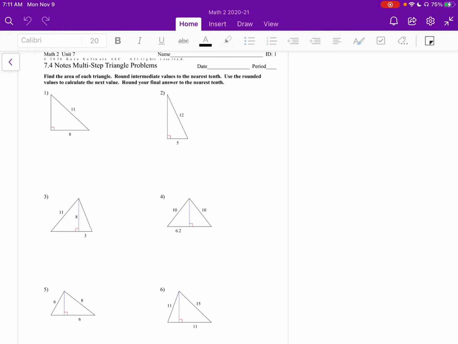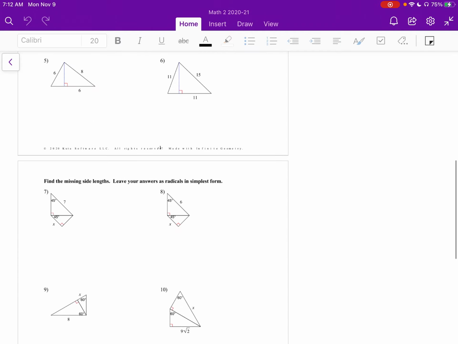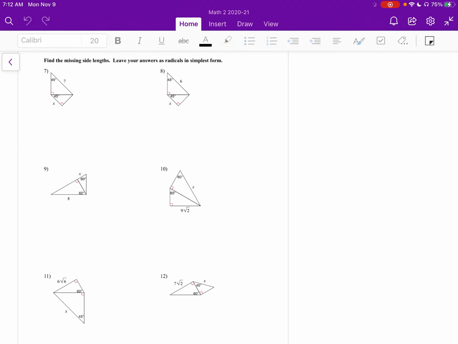All right, 7.4 multi-step triangle problems. So we look at 1 through 6 here. We're talking about area, but they've all got a side length missing that is needed to find the area. If we look at 7 through 12, this is going to be using special right triangles. And we have two triangles smashed together, and we're going to have to find the side that they share, but we'll get to that in a minute.